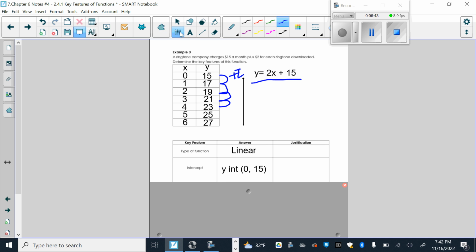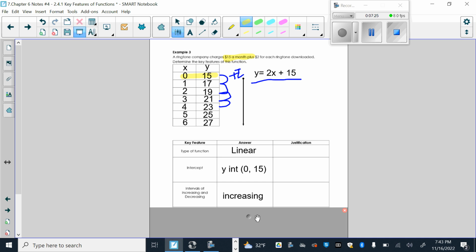Looking at our intercepts, I have a y-intercept of 0, 15. Y-intercepts occur when x equals 0. X-intercepts occur when y equals 0. So y refers to our monthly bill, which will never be 0 because we will always at least have to pay $15 a month. So I will not have an x-intercept, I'll just have a y-intercept, when x equals 0.